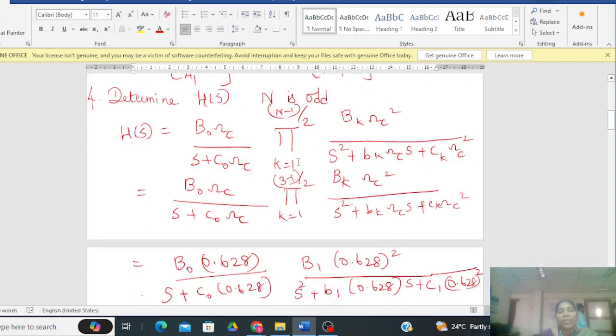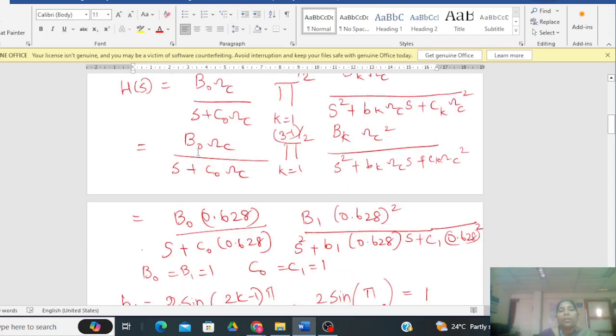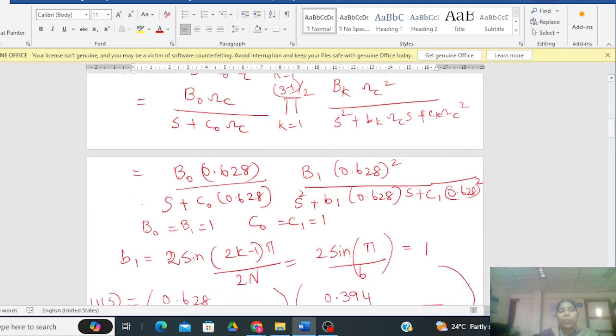So in this place, when you substitute the k value equal to 1 to (n minus 1) by 2, after simplifying, we will be getting k value as 1. So we will be substituting in this formula. So it is b naught omega c, already we found as 0.628, divided by s plus c naught into 0.628. In the place of k, when you substitute 1, it is capital B1 times 0.628 the whole square, divided by s squared plus small b1 into omega c, which is 0.628, into s plus c1 into 0.628 the whole square. So the next assumption is for b0 and b1 equal to 1, and c0 and c1 equal to 1. This is an assumption.